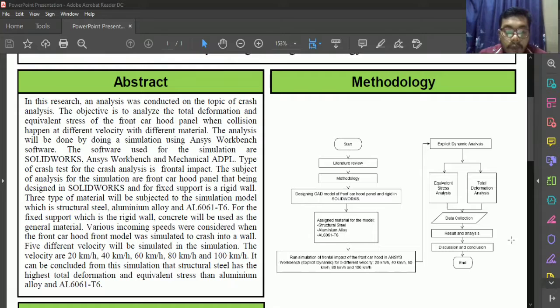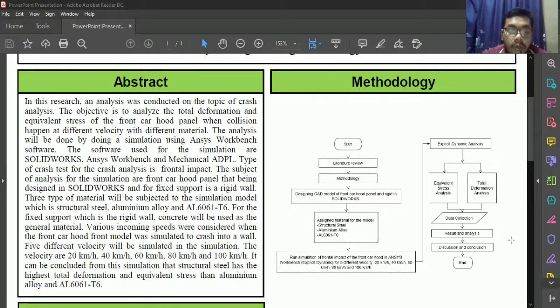Type of crash test for the crash analysis is frontal impact. The subject of analysis for the simulation are front car hood panel that been designed in SolidWorks, and the fixed support is a rigid wall. Three types of material will be subjected to the simulation model, which is structural steel, aluminum alloy, and AL6061T6. For the fixed support, which is the rigid wall, concrete will be used as the general material.